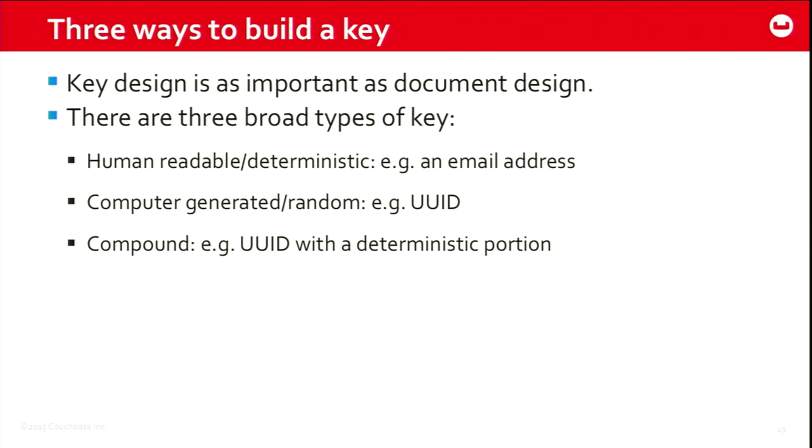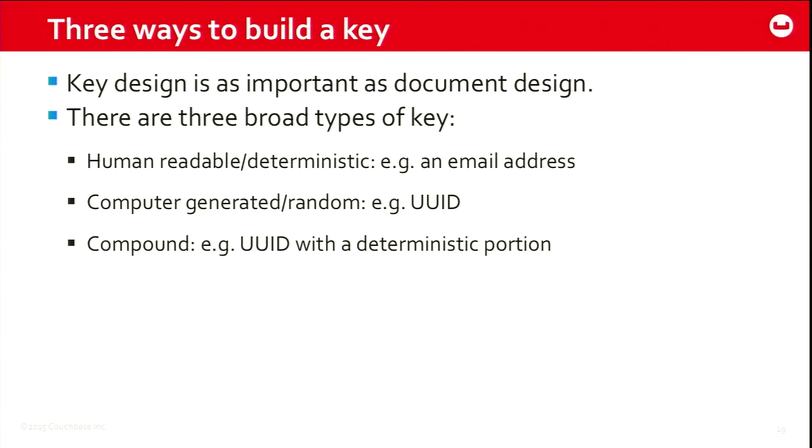So, broadly speaking, we've come across three types of key design in Couchbase usage. One is human readable or deterministic keys, like an email address of a user. They're going to log in, give you the email address as their username, and you then have that route into their data. Another would be computer generated, so some random counter or UUIDs. And then compound keys, where you have a semantic element to the key design, so based on the key name and how it's built, you know what sort of data you're going to get in that document.